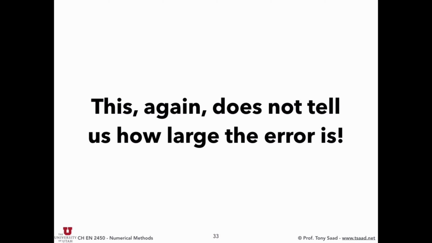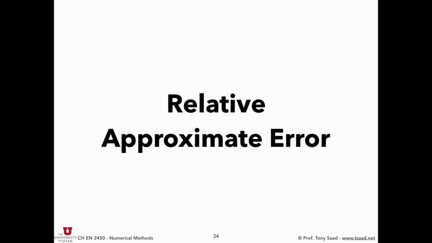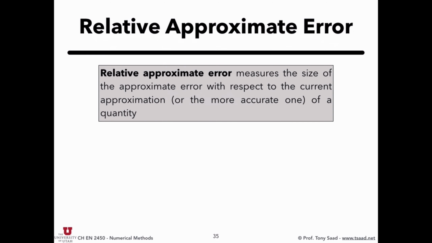So what we need is a relative error. And again, we define the relative version of the approximate error. It's essentially like we did last time with the true error. The relative approximate error is the approximate error divided by... so with the relative true error, we took the true error and divided it by the true value.